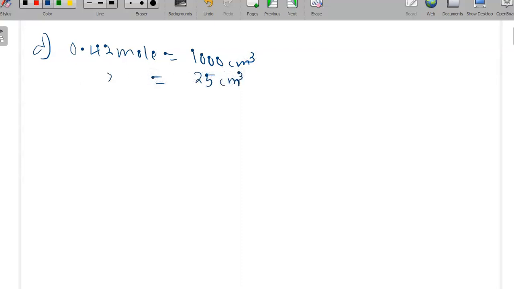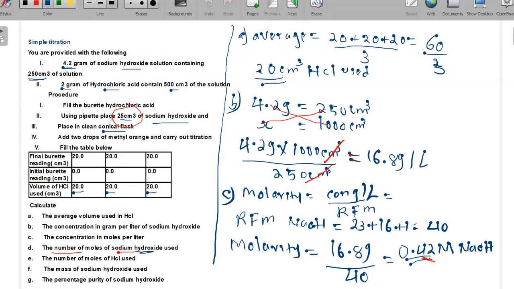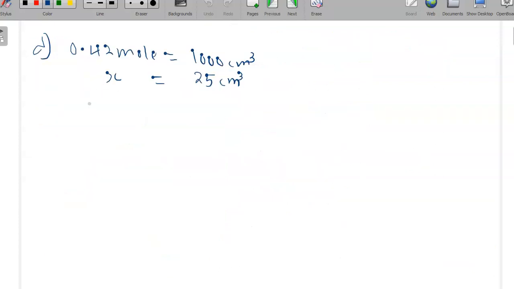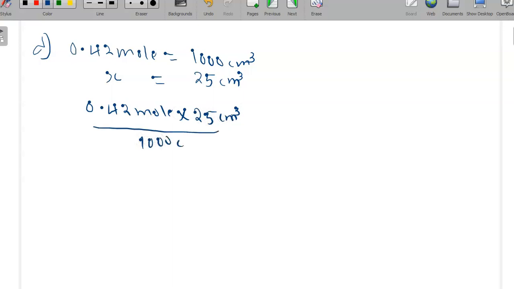If I go back to question 1, the previous page, this is the volume of sodium hydroxide used, and this is the molarity. This molarity is equal to 1000. What about the volume used? Then it gives us the correct answer. So we do cross multiplication: 0.42 mole times 25 centimeter cubic divided by 1000. This is cross multiplication.